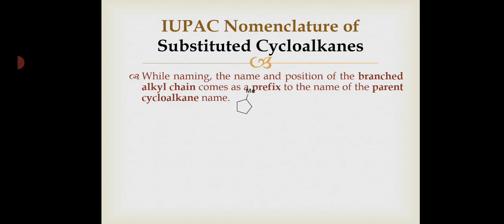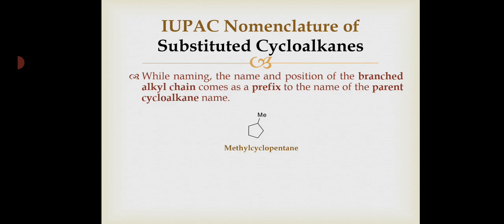So look at this compound. The IUPAC name of this compound will be methylcyclopentane because this is a 5-membered ring. So the parent name is cyclopentane. The substituent is a methyl group. So the name of the substituent comes in the prefix. So the name of this compound is methylcyclopentane.